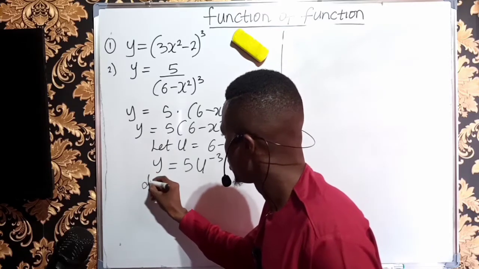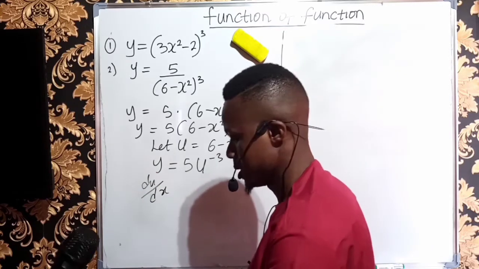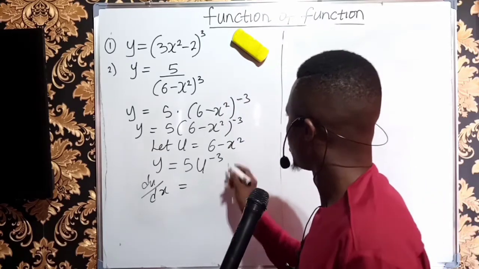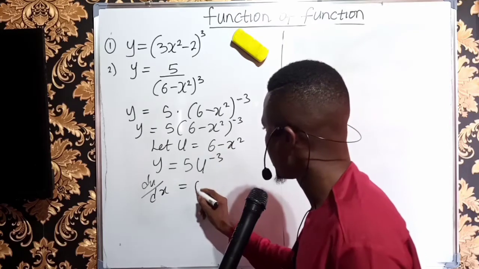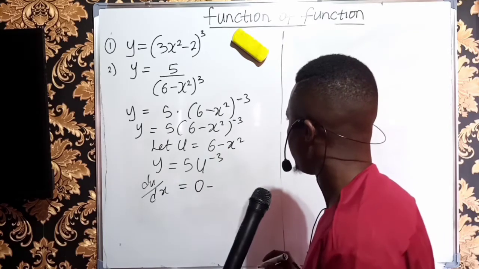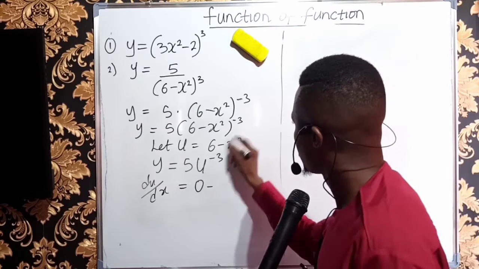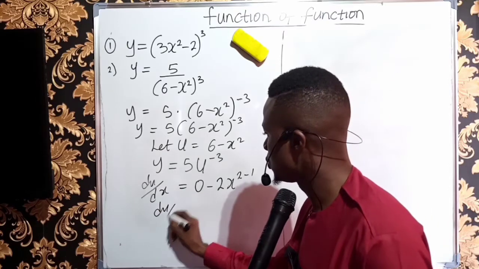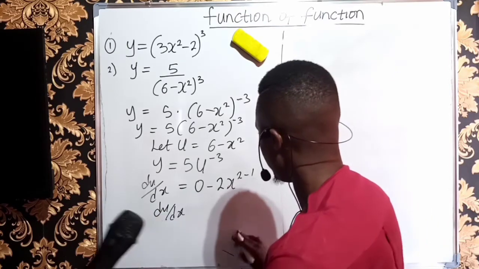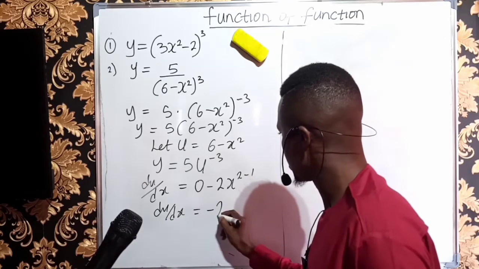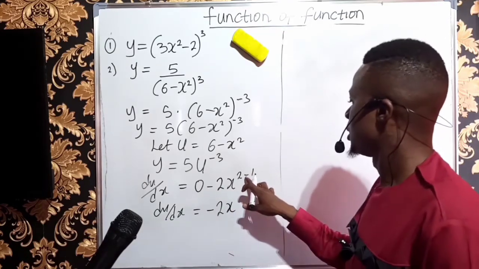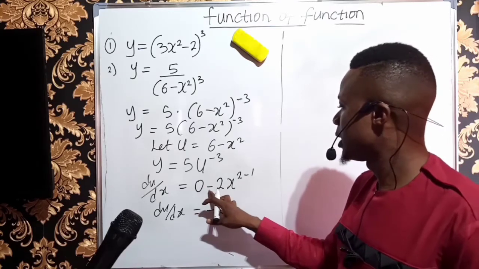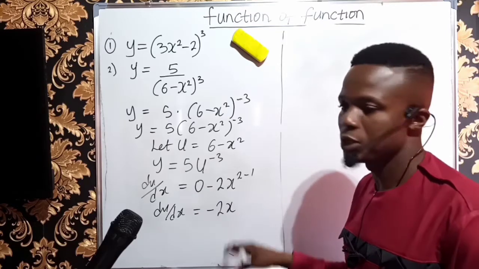So du/dx will be equivalent to, if I differentiate 6, I'm getting 0 minus, when I differentiate x squared, 2 comes to the back, I have 2x to the power of 2 minus 1. So finally du/dx will give me minus 2x, because 2 minus 1 is 1, and the power of 1 is nothing. So 0 minus this gives us this back again. So this is our du/dx.